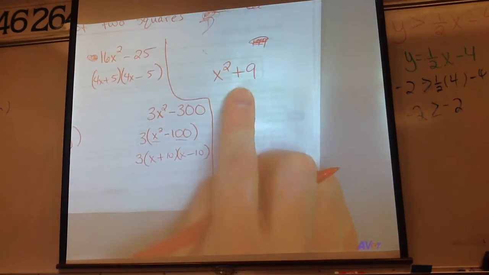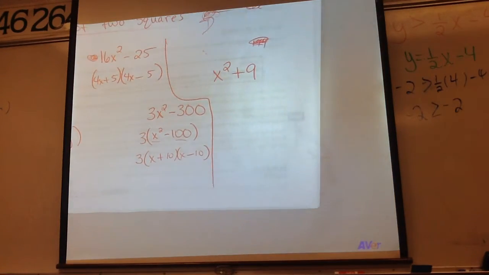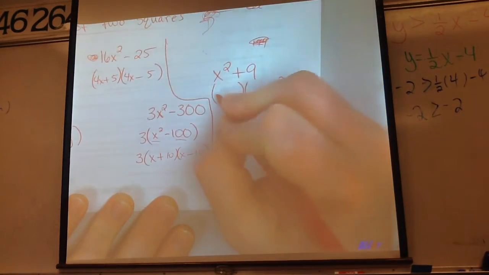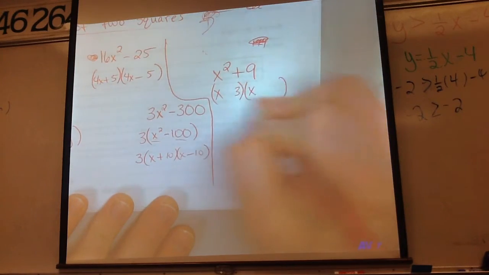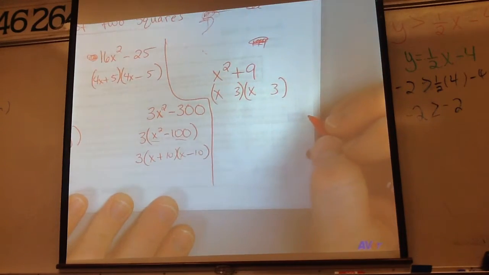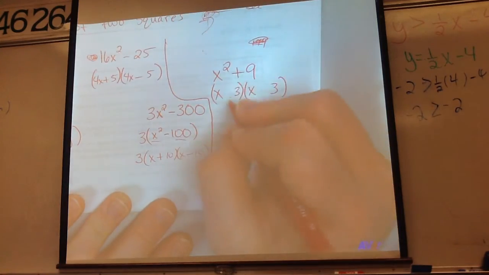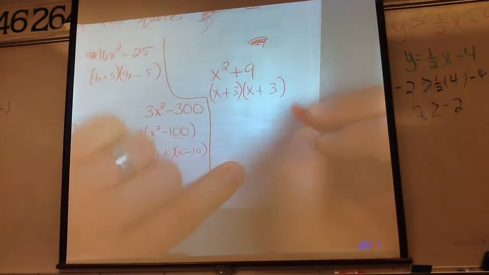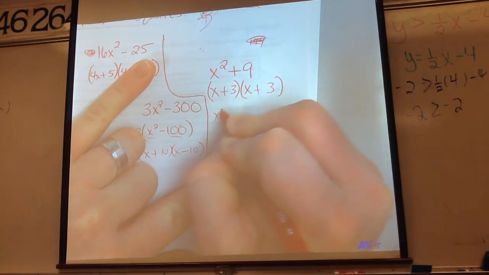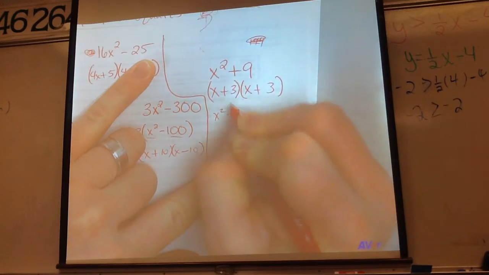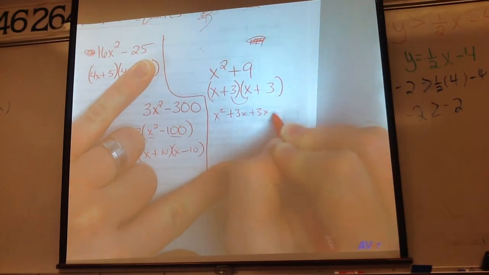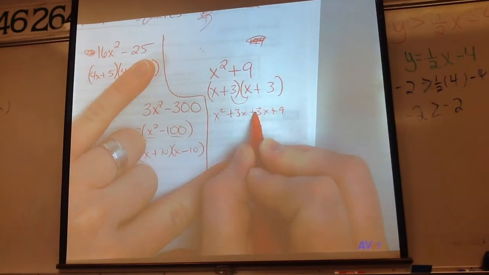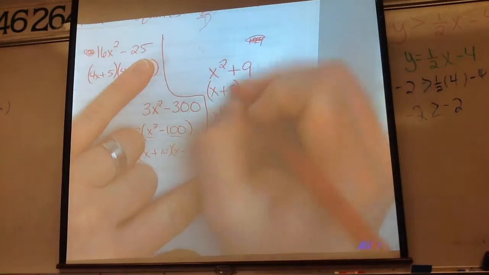Think you can factor that? It's just x and 3. What are the signs? Both positive? That doesn't work, because x times x is x squared, x times 3 is 3x, and 3 times x is also positive 3x. If you do that, you get 6x in the middle. So one needs to be negative.